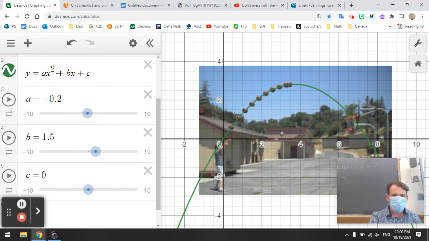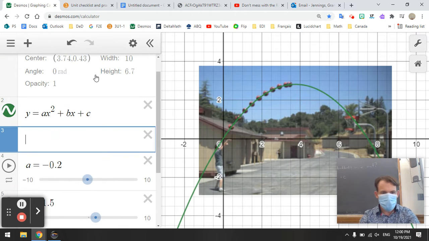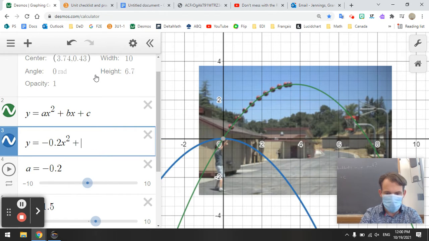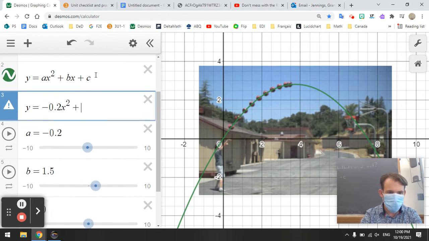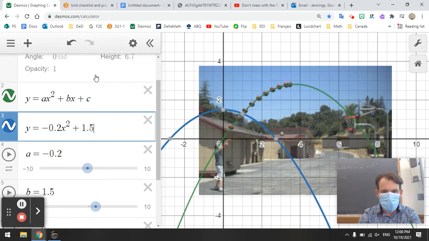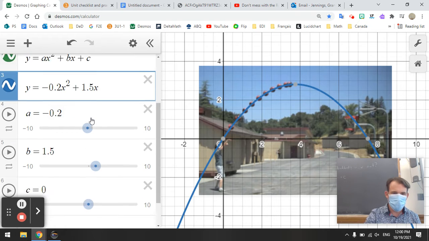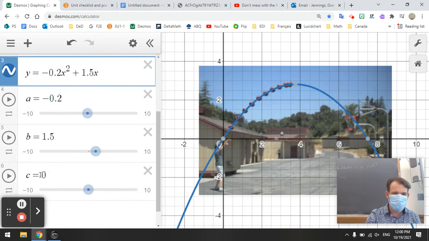So, what kind of parabola is that? Well, the sliders tell me that it's y equals negative 0.2 x squared plus, what was that one? 1.5? 1.5x, there it is, plus 0. So we don't need to add the plus 0 because c is 0, because, hey, the y-intercept is 0, and that's the information that c gives us. So that's where this parabola goes.